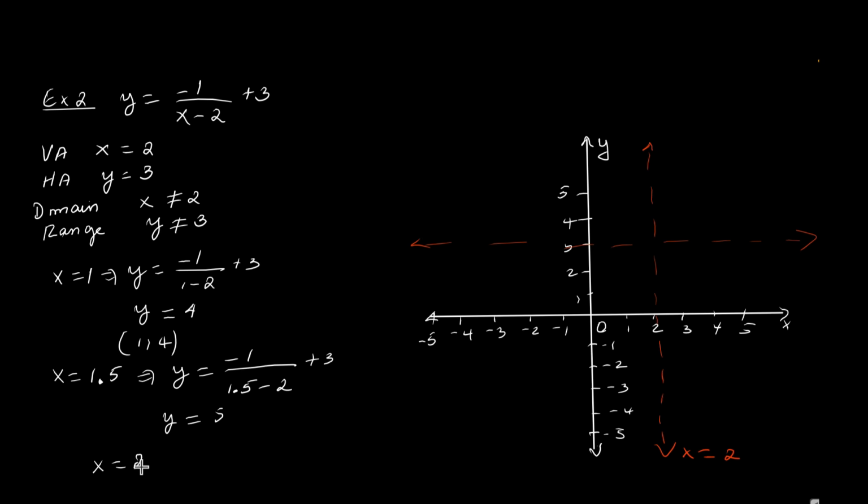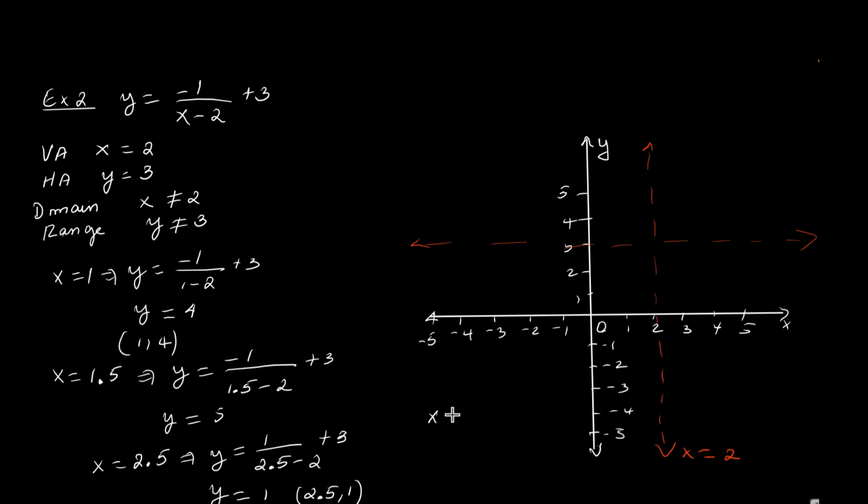To the right, x equals 2.5, y equals negative 1 over 2.5 minus 2 plus 3. That is negative 1 over 0.5 plus 3. That is negative 2 plus 3. That equals 1. The point is 2.5, 1.